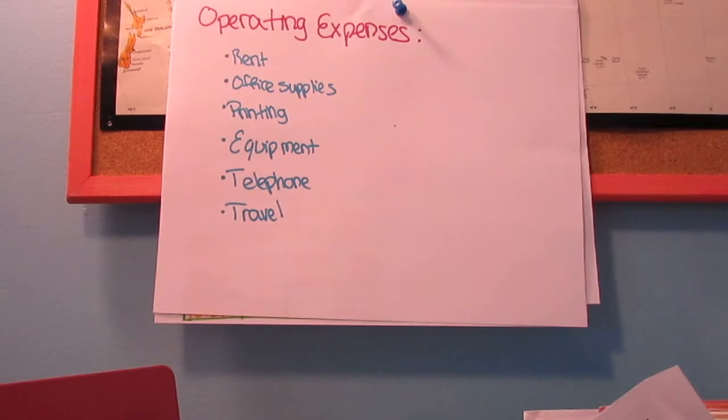The next step is operating expenses. For this, you would look at mainly any expenses that you have in the program, such as rent, office supplies, any printing expenses, equipment rental or maintenance, telephone, and travel. Then you add that up and include that in your budget.